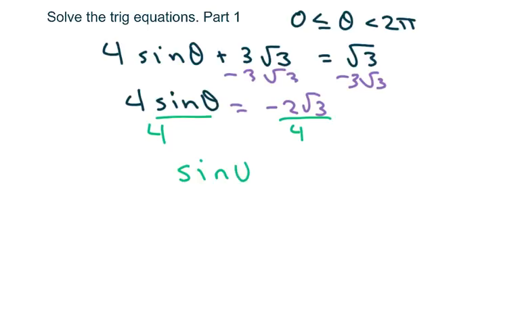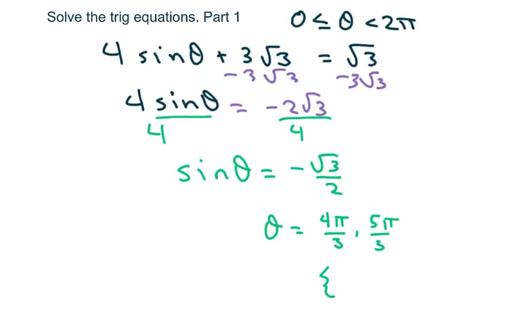sine of theta equals negative square root of 3 over 2, and that occurs at 4 pi over 3 and 5 pi over 3. So your solution set is 4 pi over 3 and 5 pi over 3.